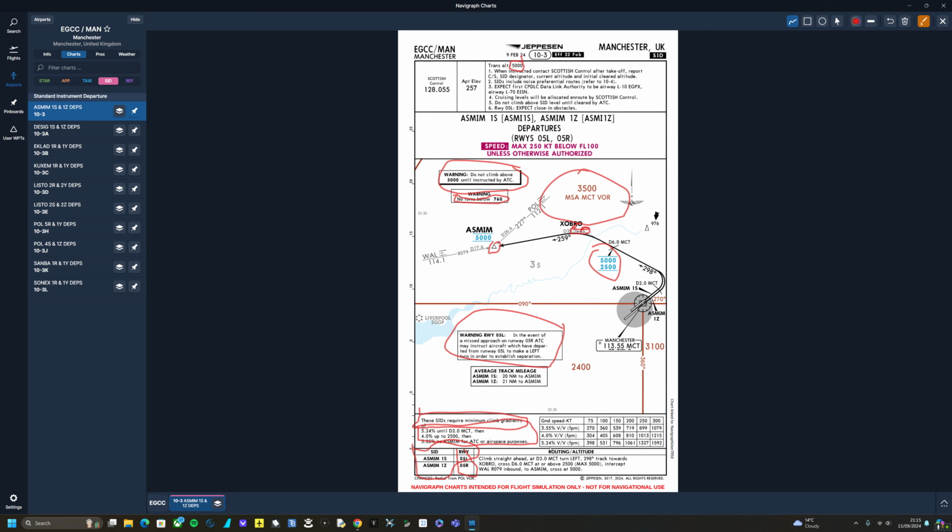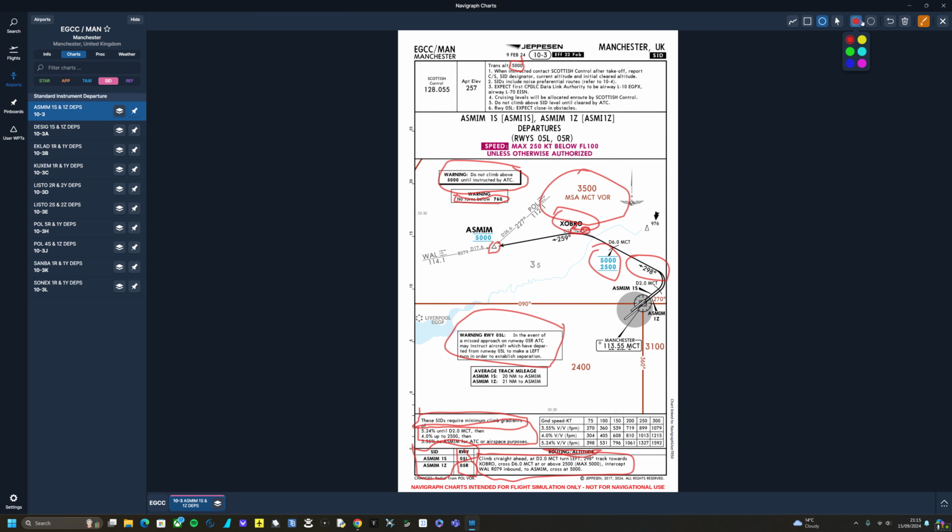And then there's a routing, usually on a chart. It'll just tell you where to route to. All this information is useful. Climb straight ahead at D2.0 MCT. Turn left 298 degrees, as you can see here, 298 degrees. Track towards EXOBRO, which is this waypoint here, of course.